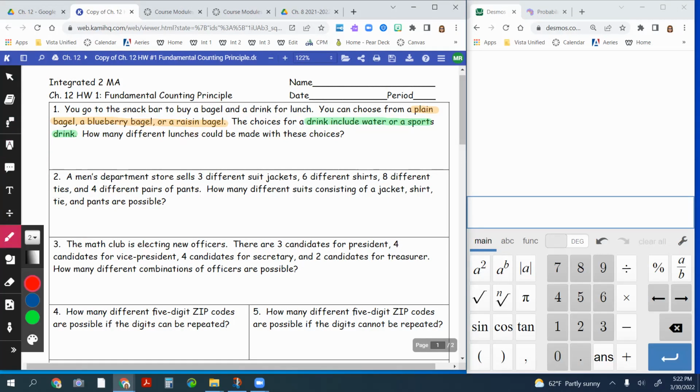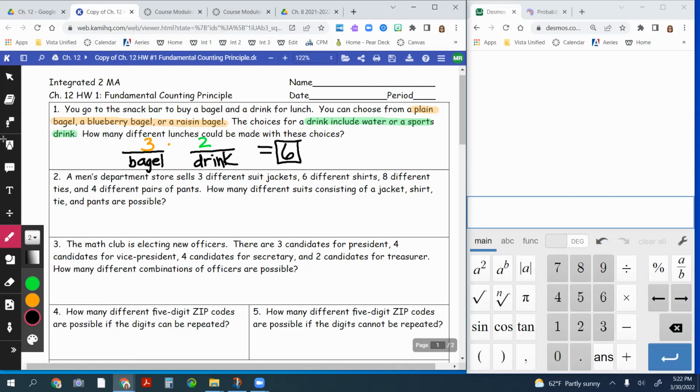So I am going to do a decision chart. Basically we have our choices for bagel and our choices for a drink. For our bagel, we have three different choices, times, for our drink, we have two different choices. So in total, there are going to be six different lunches that we can have.